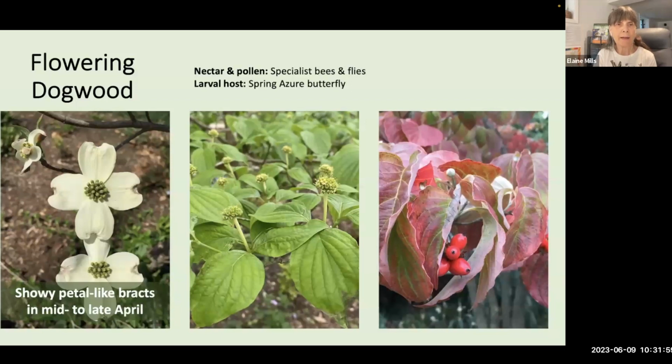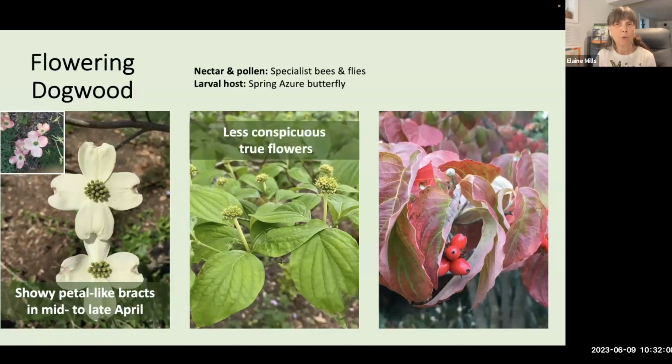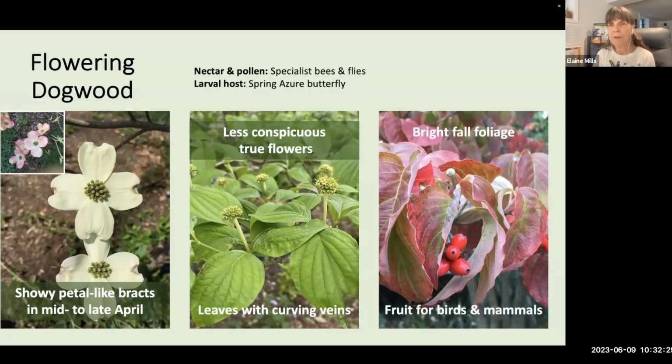Flowering dogwood has showy petal-like bracts, either creamy white or sometimes pink, that we'll see in mid to late April. The true flowers in the center are much less conspicuous for us, but they are very attractive for nectar and pollen. They attract specialist bees and flies. And the leaves of flowering dogwood have these characteristic curving veins of the Cornus genus. We enjoy the bright fall foliage, and this tree provides fruit for birds and mammals.